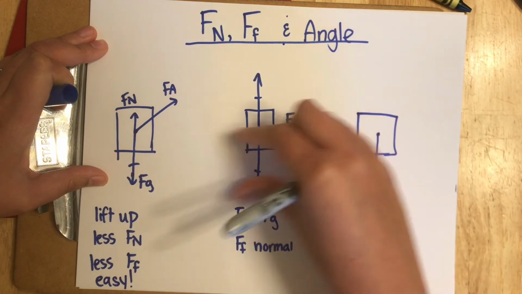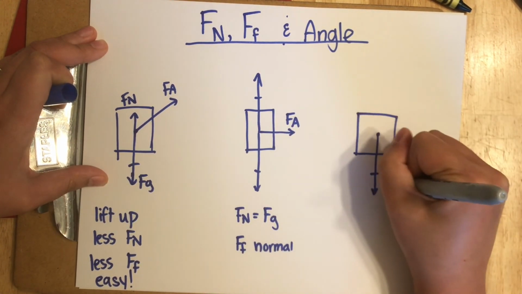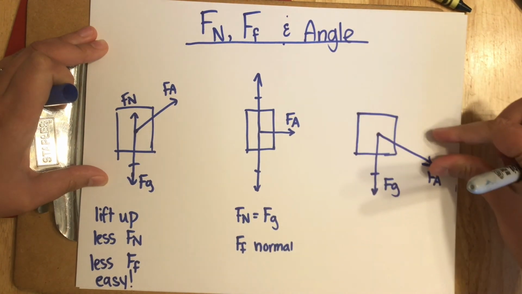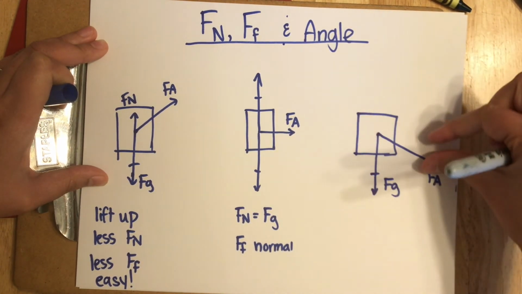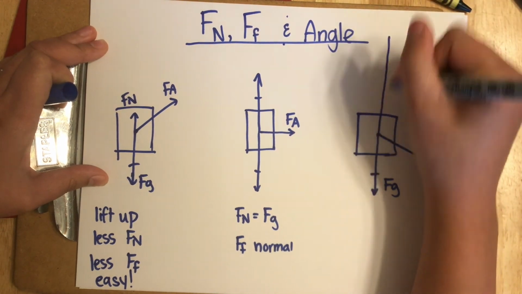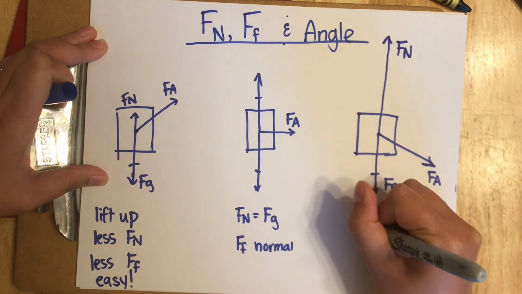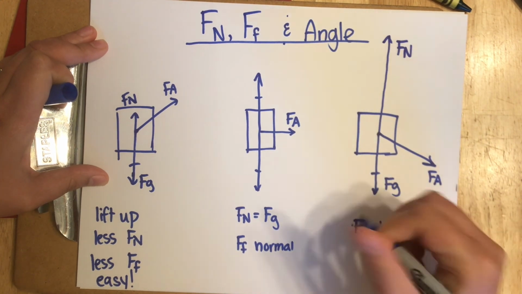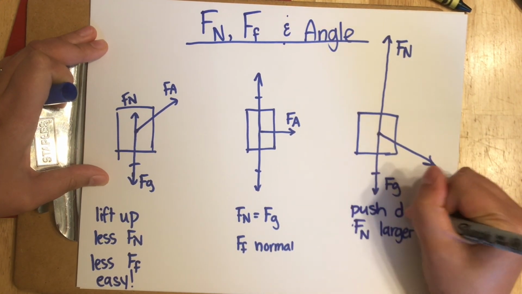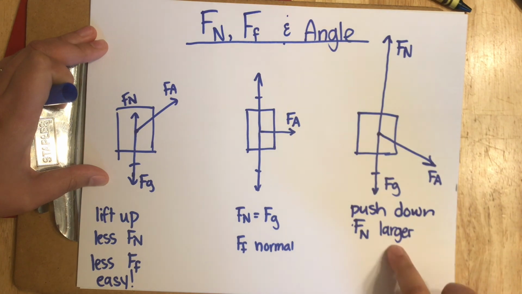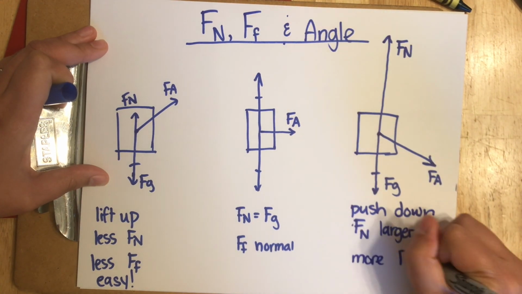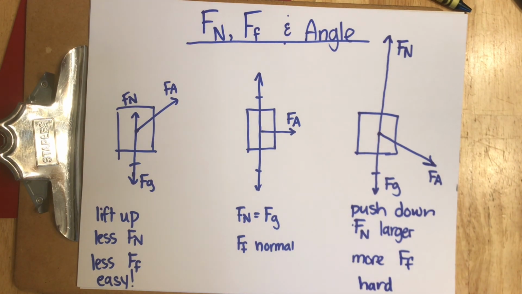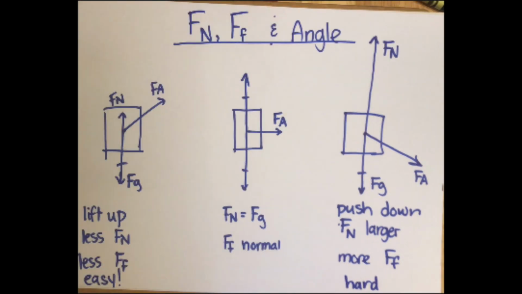Which means if I do something like push down at an angle, that same applied force but downward at an angle has a negative y component that the normal force has to go cancel out. And as a result, normal is larger than gravity. This makes it harder to move. When you push down, that makes the normal force larger, meaning more friction that you have to work against, making it harder for this object to move.